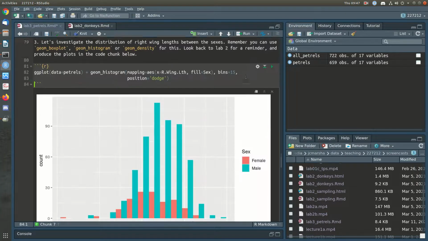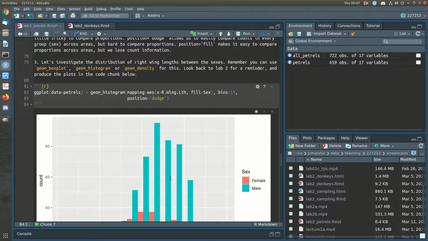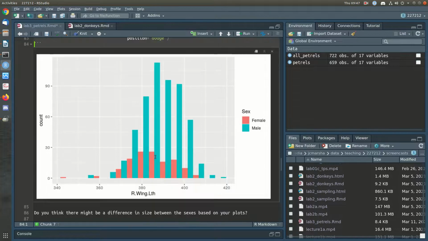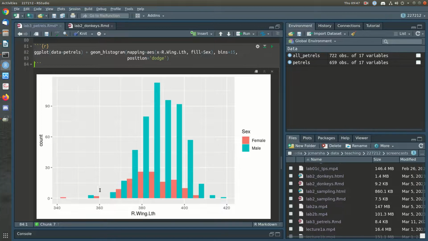Essentially what's happening with the histogram is that it's doing some computation to figure out how many observations are in each bin that we're supplying, and then it's calling the bar plot function to draw it. Okay, so by dodging it, we can see the distribution of the males and the distribution of females. And I think here it looks to me as though the distribution of the males is maybe shifted a little bit to the right.